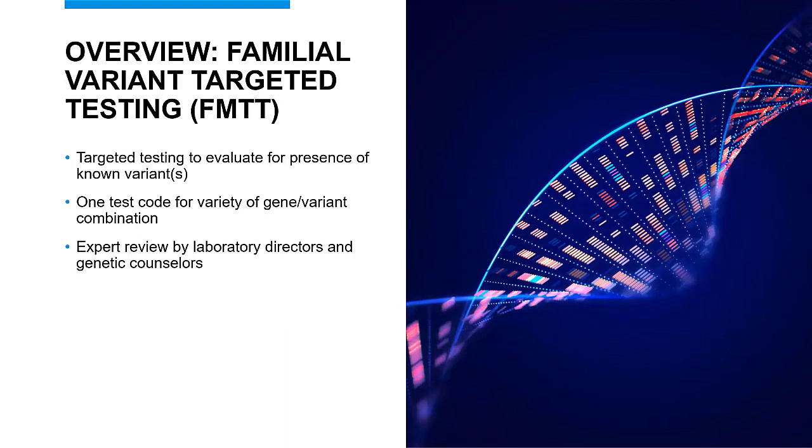Familial variant targeted testing, or FMTT, is a test offered at Mayo Clinic Genetics Laboratory. It is a test that looks at a patient's sample to specifically determine the presence or absence of a known variant or variants. This is a single orderable that can be used for targeted testing of most genes currently offered through other Mayo Clinic laboratory genetic tests. And you can test for 2, 3, or even 4 variants in different genes, all in one order. Each test undergoes careful expert review by our genetic counselors and laboratory directors.